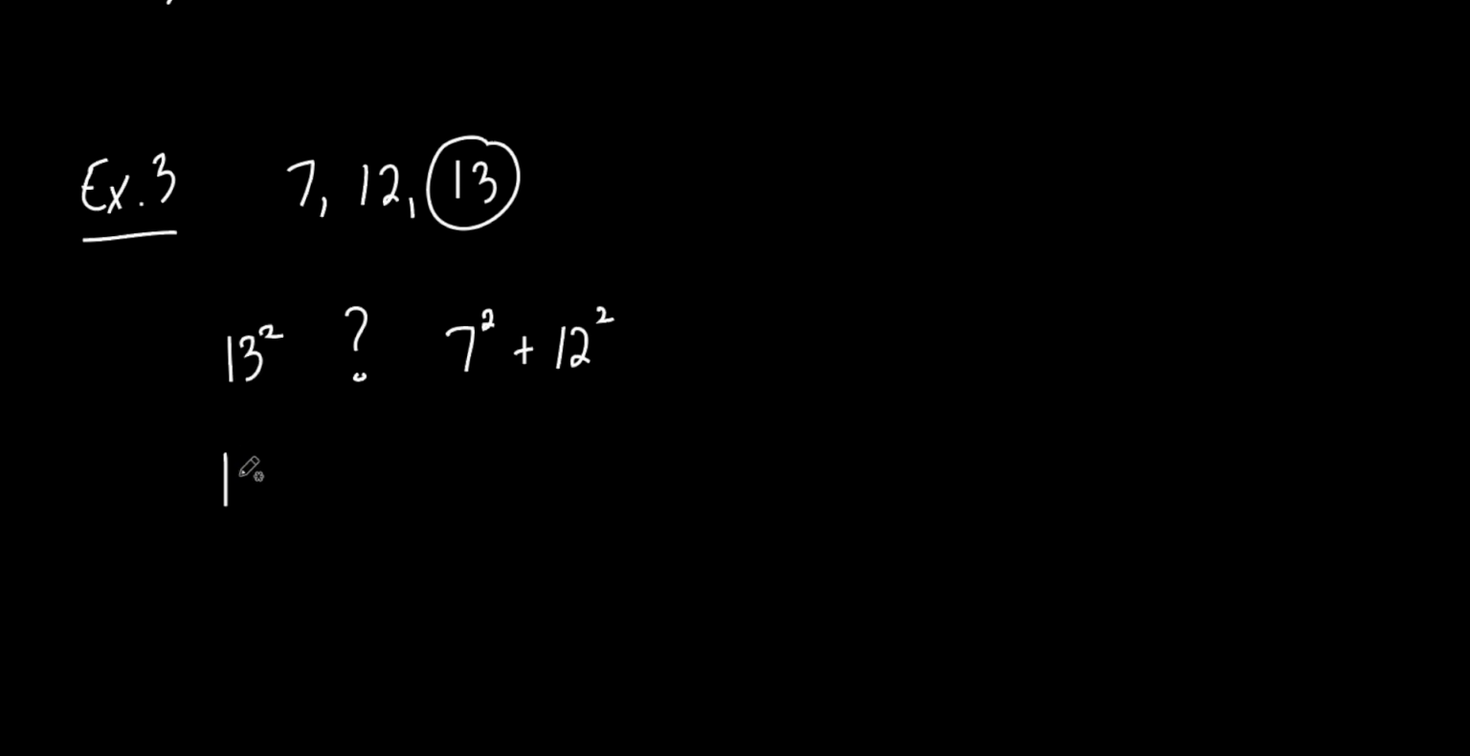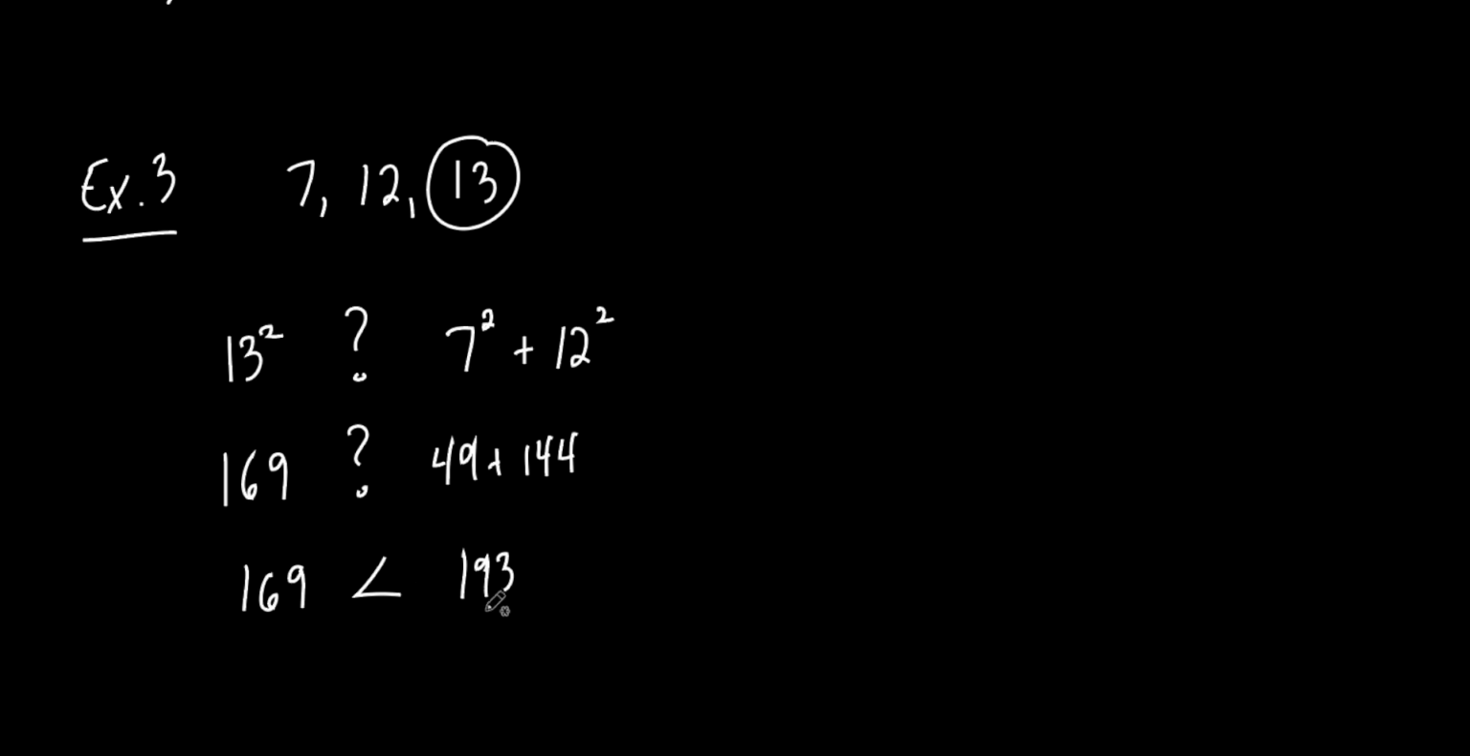13 squared, I believe, is 169. Put a question mark. What's this going to be? That's 49 plus 144, so you should be able to do that. Now we add them up. 49 and 144 is 193. Now, let's compare these two numbers. We did the math. All we have to do is compare. What is 169 compared to 193?